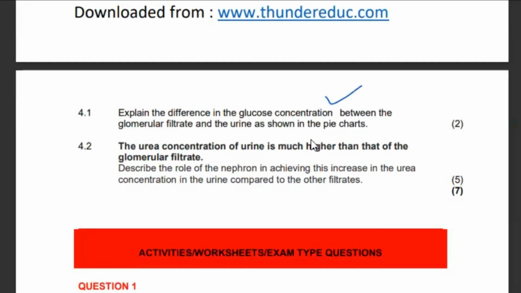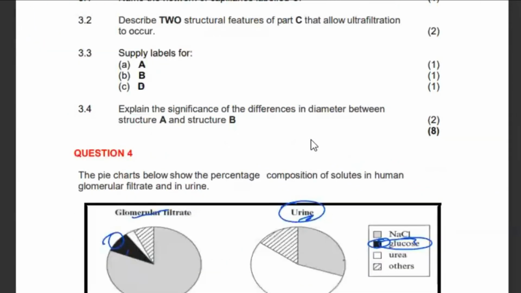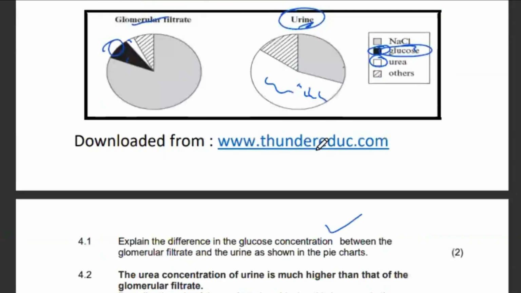Then they're saying that urea concentration in the urine is much higher than in the glomerular filtrate. If you come back here and look at urea, it is this. It's much more in the urine than in this. So what happens there? If that is the case, what causes that to happen?